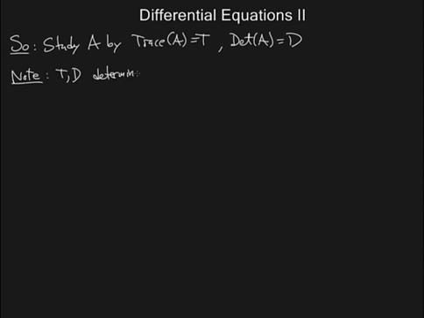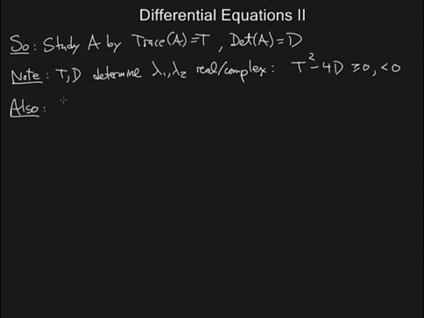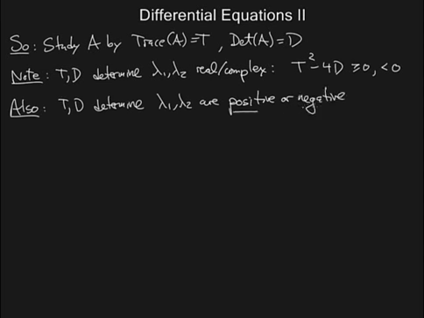So what I just said is that T and D determine whether lambda 1 and lambda 2 are real or complex, and that's by computing this quadratic, whether it's positive or negative. Well, stability is also determined by them, clearly. Why is that? Well, we need to check whether lambda 1 and lambda 2 are positive or negative, and how can we tell by looking at the trace and the determinant?